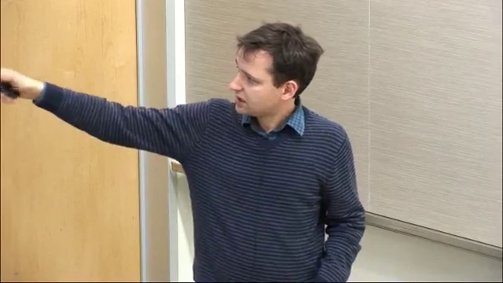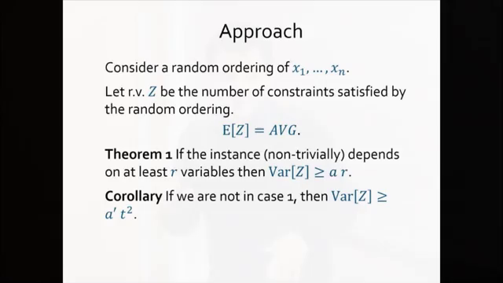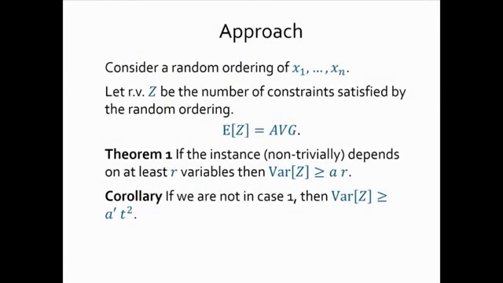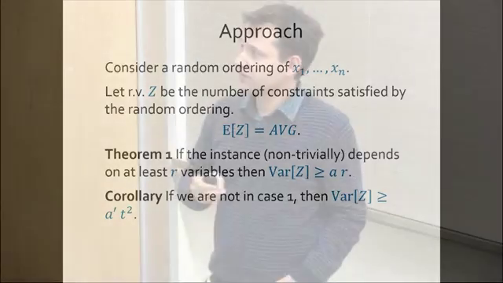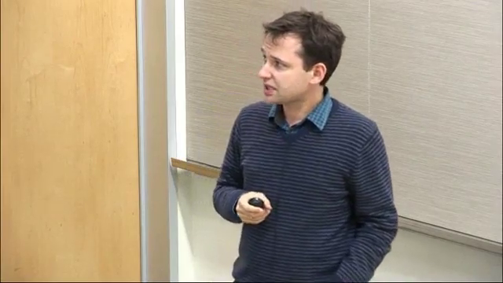Any other questions? Okay, now how do we prove that there are only these two possibilities? First, let's consider a random ordering of x1, etc., xn, and let's denote by capital Z the number of constraints satisfied by a random ordering. And then by definition, the expectation of Z is equal to this number avg, right?